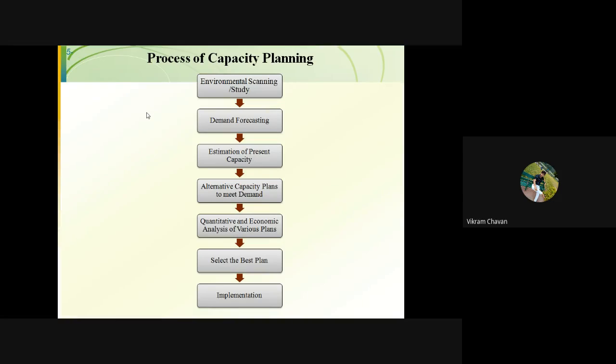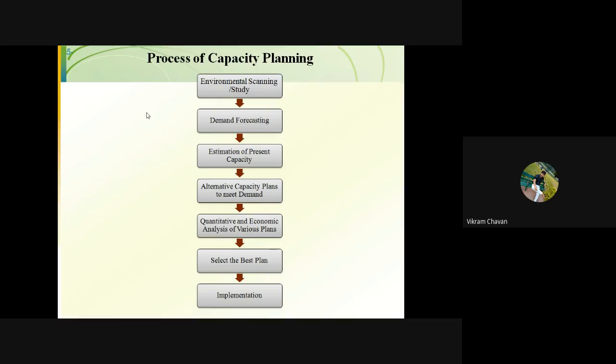That survey needs to be carried out, and on that basis one has to form the demand forecasting. Demand forecasting is nothing but what the demand of that particular product in the market will be in the future. One can do short range forecasting and long range forecasting. Short range forecasting is up to 2 to 3 years, considered short term, whereas 5 year or 10 year forecasting is considered long term.